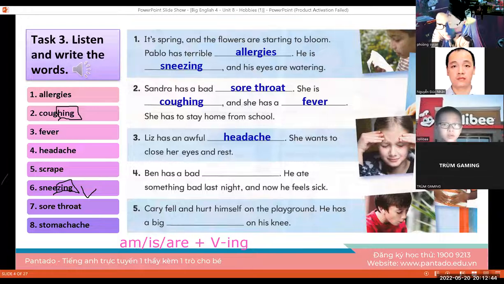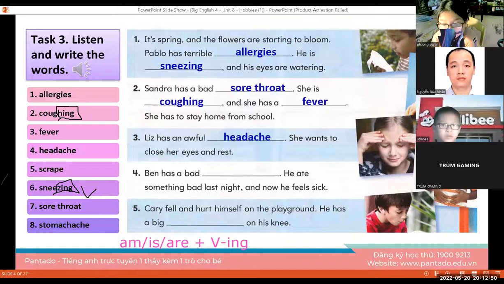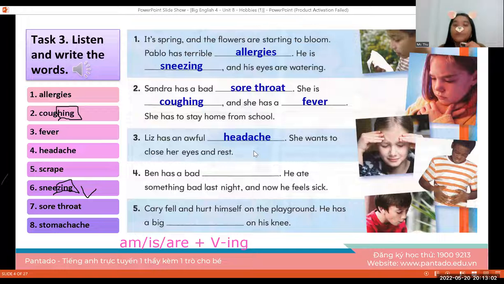Okay, so is it headache? Yeah, look at the picture. You look at the picture. Her fingers, they are on her head, right? She has a headache. So she wants to close her eyes and rest. Okay? Khi mà con bị đau đầu, có phải là thường mình sẽ muốn nằm ngủ, đúng không? Mình muốn nhắm mắt lại. Mình thư giãn, mình nghỉ ngơi, rest, nghỉ ngơi. Okay? So she wants to close her eyes and rest.